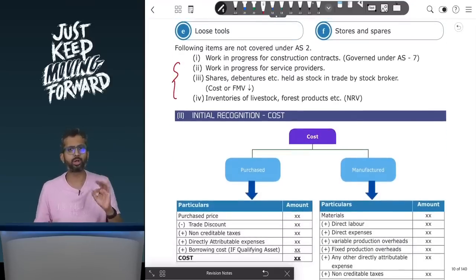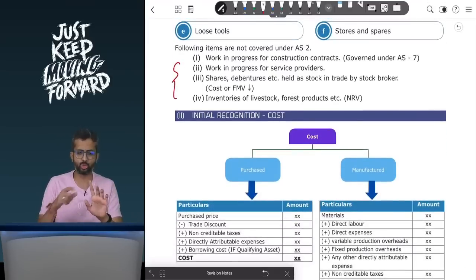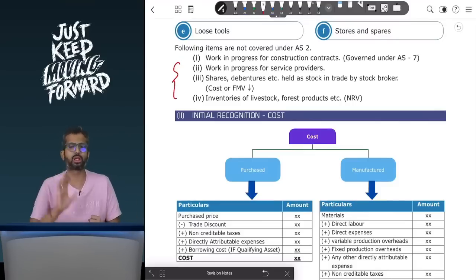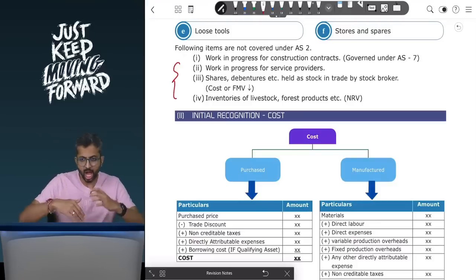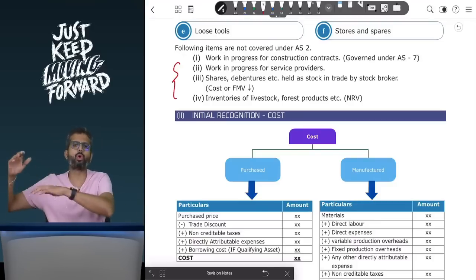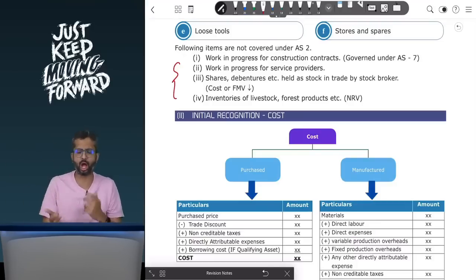Now, there are three important principles in your AS2. First, at what value will you initially record inventory? Well, initial recognition will happen at cost. We will study some detailing over there. Second, how will you record the flow of cost? If there's a particular item going out, how will you find the cost of that item? Cost flow assumptions. And last is valuation.